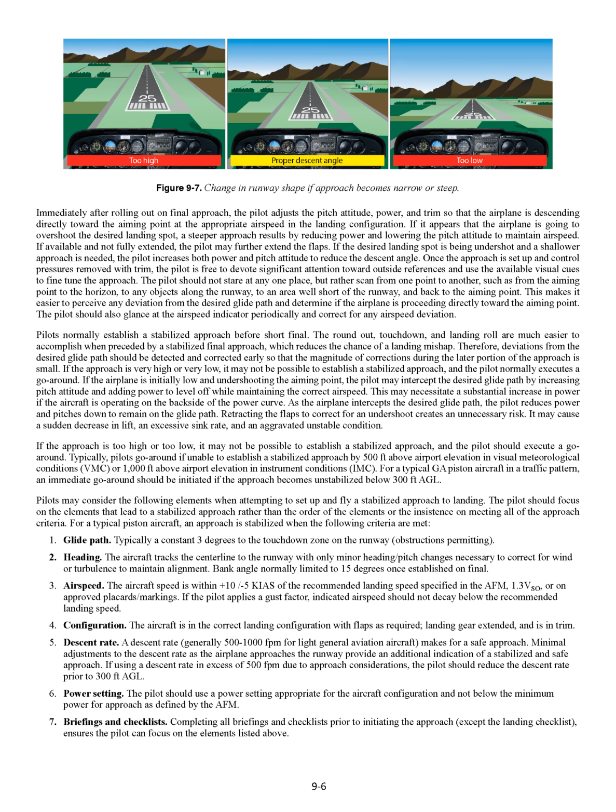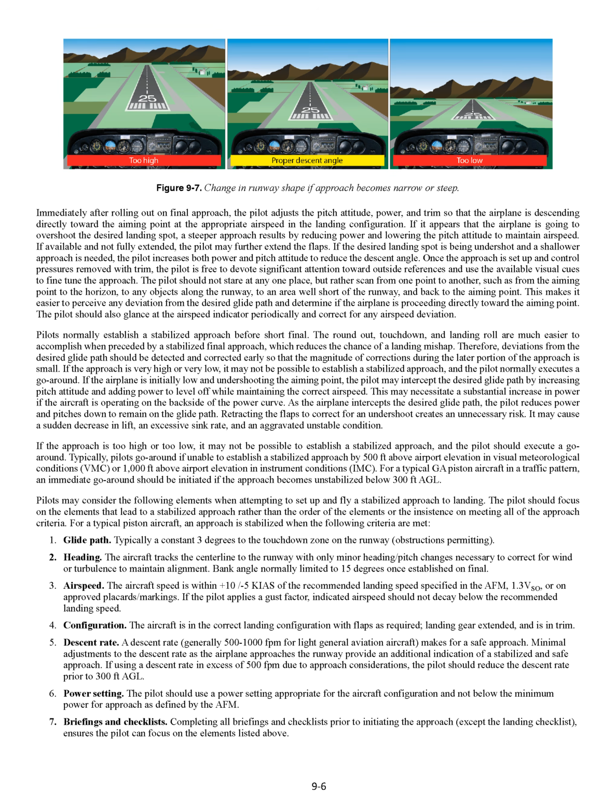2. Heading. The aircraft tracks the centerline to the runway with only minor heading/pitch changes necessary to correct for wind or turbulence to maintain alignment. Bank angle normally limited to 15 degrees once established on final. 3. Airspeed. The aircraft's speed is within plus 10/5 knots of the recommended landing speed specified in the AFM, 1.3 VSO, or on approved placard/markings. If the pilot applies a gust factor, indicated airspeed should not decay below the recommended landing speed.